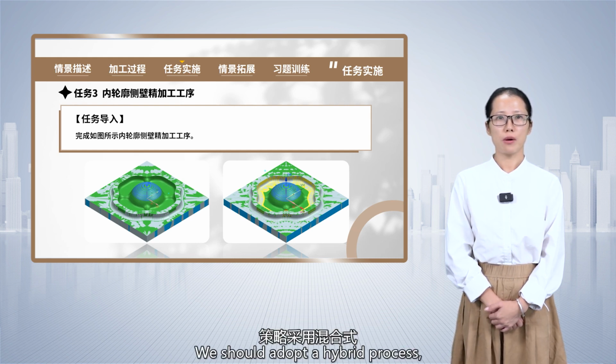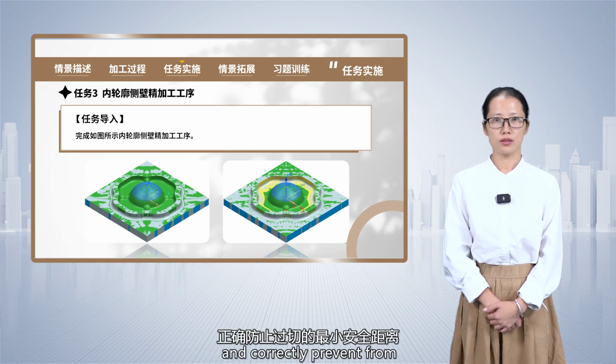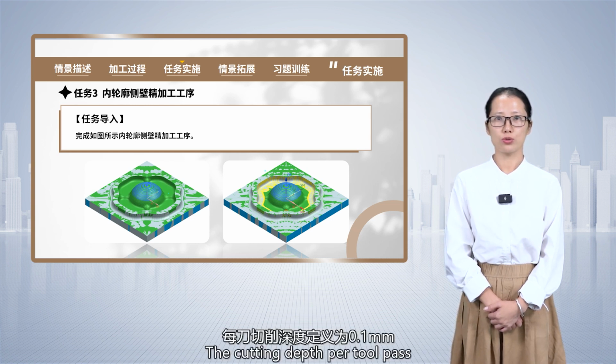We should adopt a hybrid process, prioritizing depth to avoid tool lifting. We should wisely choose the starting point of each layer and correctly prevent overcutting with the minimum safe distance. The cutting depth per tool pass is defined as 0.1 mm.